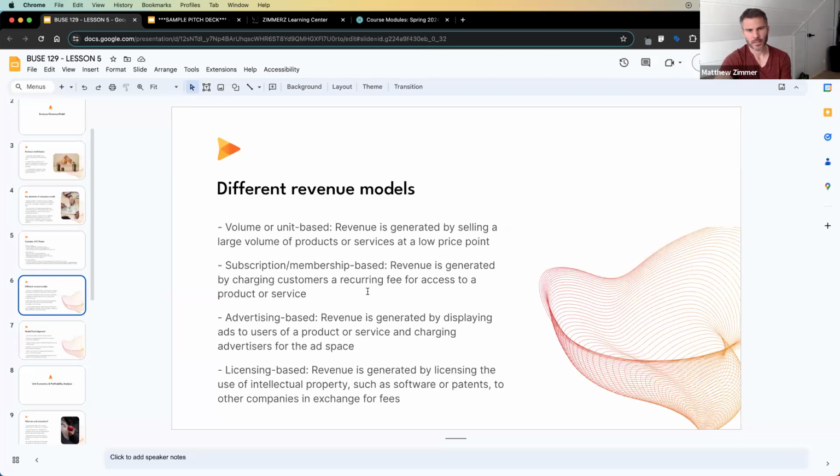Licensing based revenue models is where somebody might pay me to use my intellectual property, my software, my patent, or if I created a comic book character or something like that, they have the rights to use it under certain conditions in exchange for some fee. That fee could be a one-time fee. It could be time bound. It could be per unit. Could be any of those types of things.